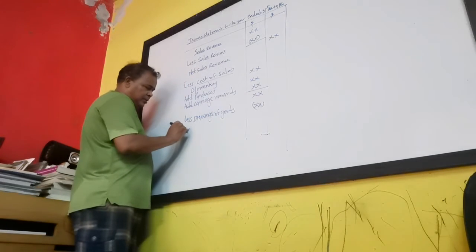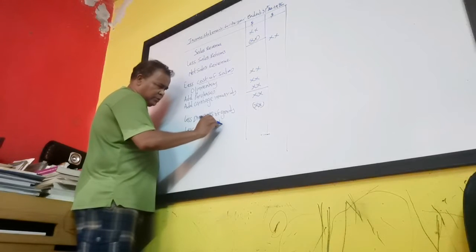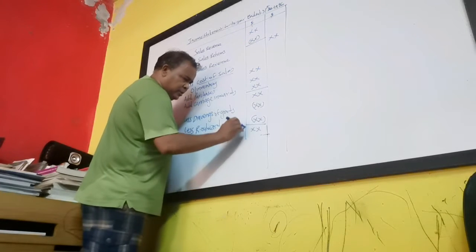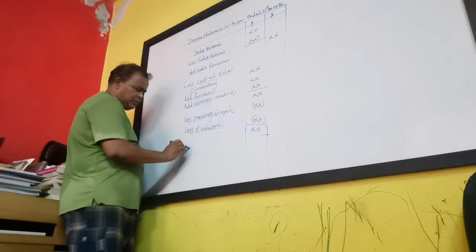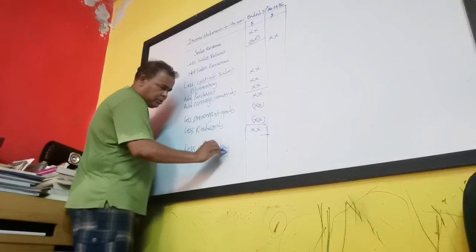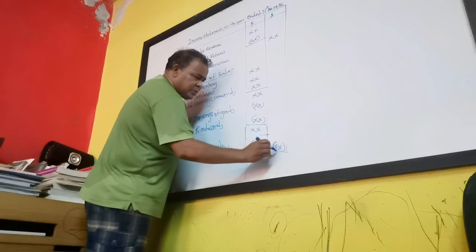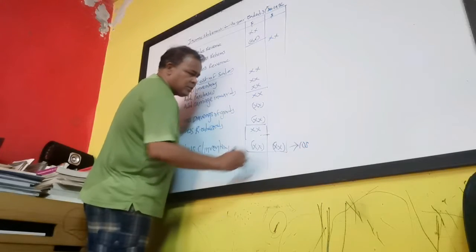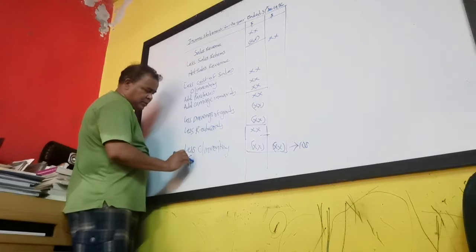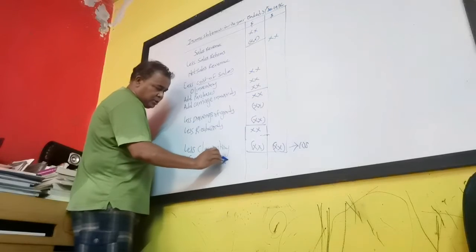Then we less return outwards, goods returned to suppliers, in the first column. Then we'll get the total, and then we less closing inventory in the first column again. Then total in the second column. This will give us cost of sales. Then net sales revenue less cost of sales will give us gross profit or gross loss.